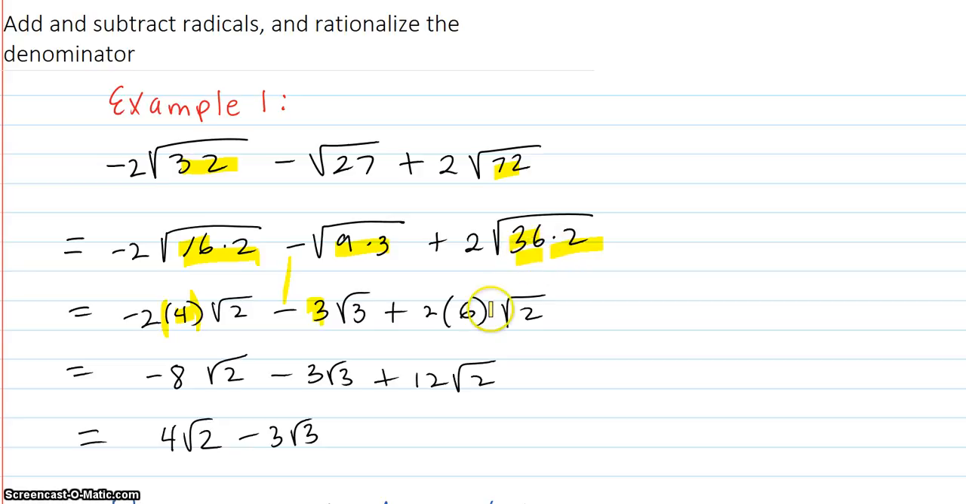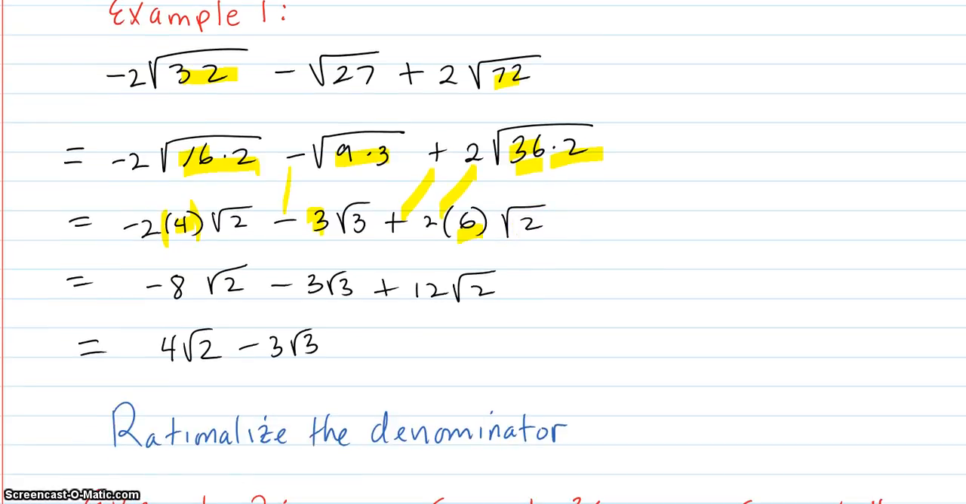Square root of 36 is 6, you still have the 2, you still have the plus, and the square root of 2 is left inside. Then you just clean this up, negative 8, rewrite that, 2 times 6 is 12, and then combine like terms. 12 square root of 2 minus 8 square root of 2 is 4 square root of 2, and minus 3 square root of 3, and they don't add because they're not the same base.